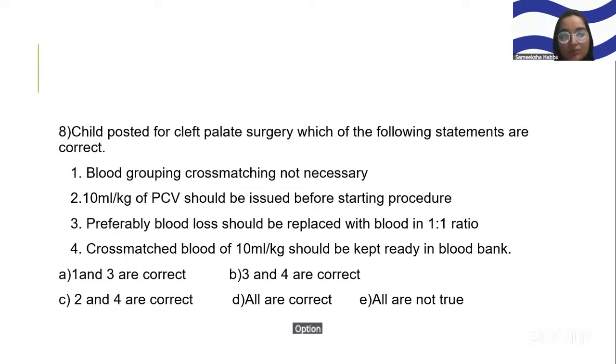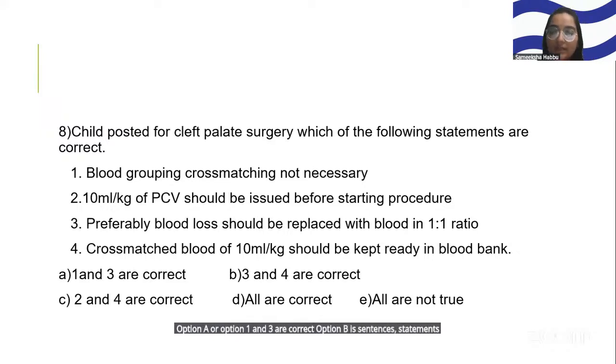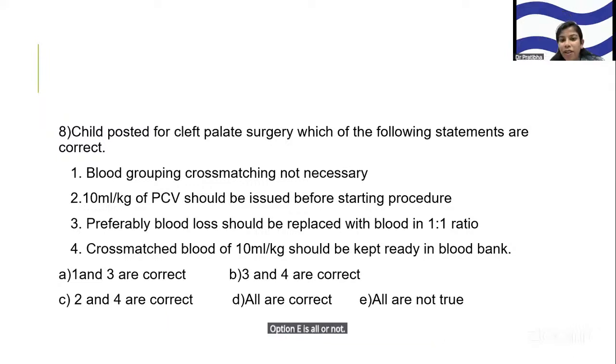Option A is statements 1 and 3 are correct. Option B is statements 3 and 4 are correct. Option C is second and fourth statements are correct. Option D is all are correct. Option E is none are correct. We are getting answers, mostly option B. B, B. Again, it's B.